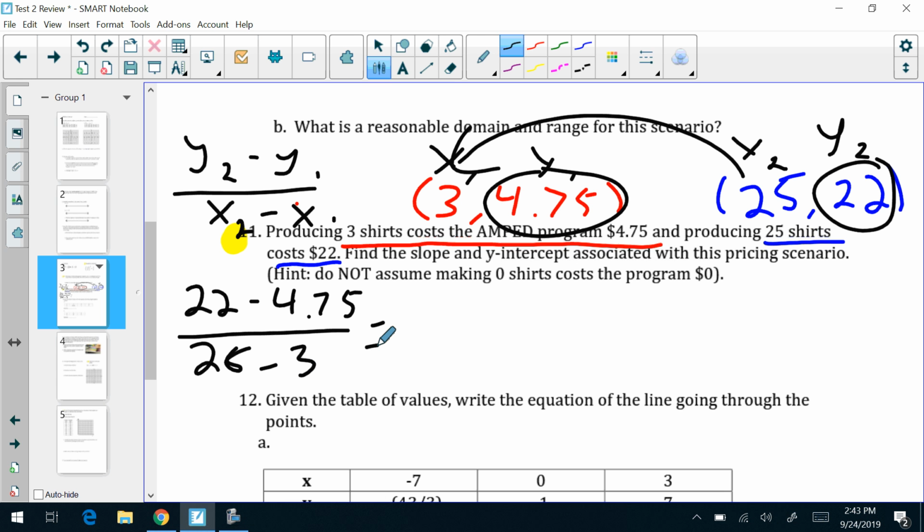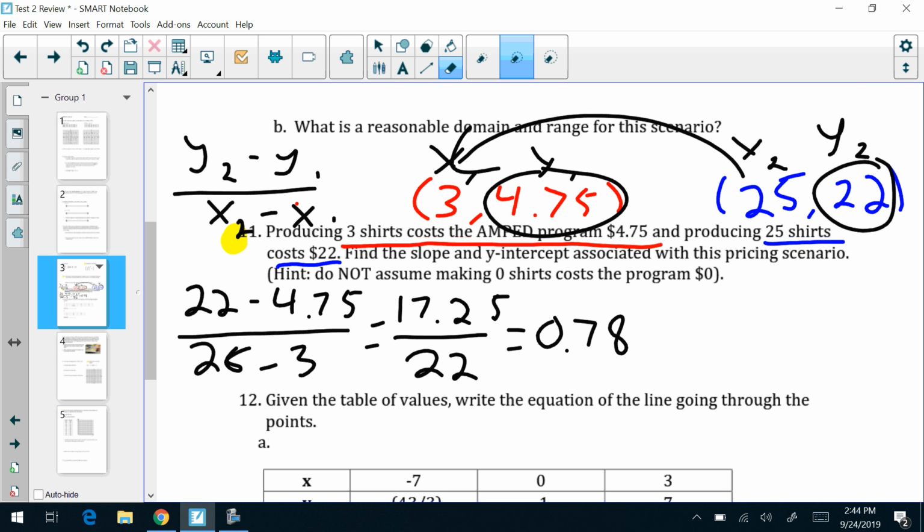So if I do that math, 22 minus 4.75 gives me $17.25. Over 25 minus 3 is 22 shirts. If I divide that out and get the price per shirt, it comes down to 0.78 dollars per shirt, which obviously is not very realistic, but we're going to go with it.